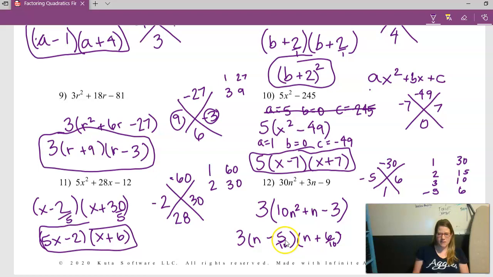So in this case, both of our fractions will reduce. 5 over 10 goes to 1/2. 6 over 10 reduces to 3/5. Okay, and those won't reduce further, they won't go in evenly, so both of those will have a number in front. This will be 3 times 2n minus 1, and this one would be 5n plus 3.